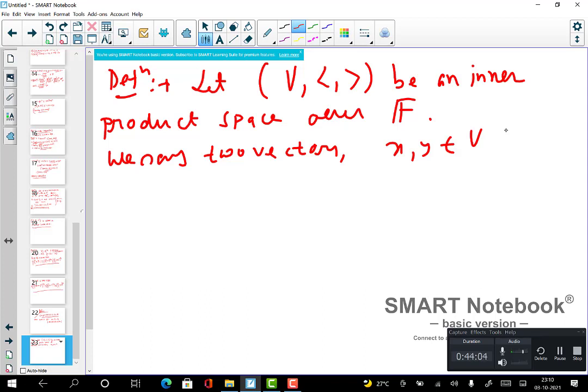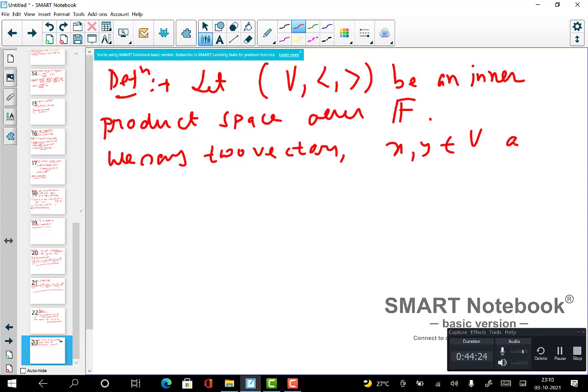I'm saying that two vectors means two distinct vectors, right? If not distinct, then obviously we know what happened. Okay, and it is zero. If x and y are the same and the product is zero, it means it has to be zero, right? Otherwise, it's positive. So two vectors are perpendicular.